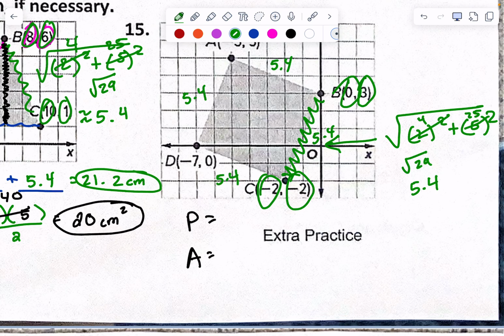How do I find the perimeter? Add them together or take it times 4 because they're all the same. And that is 21.6? I don't know. Did I do that right?